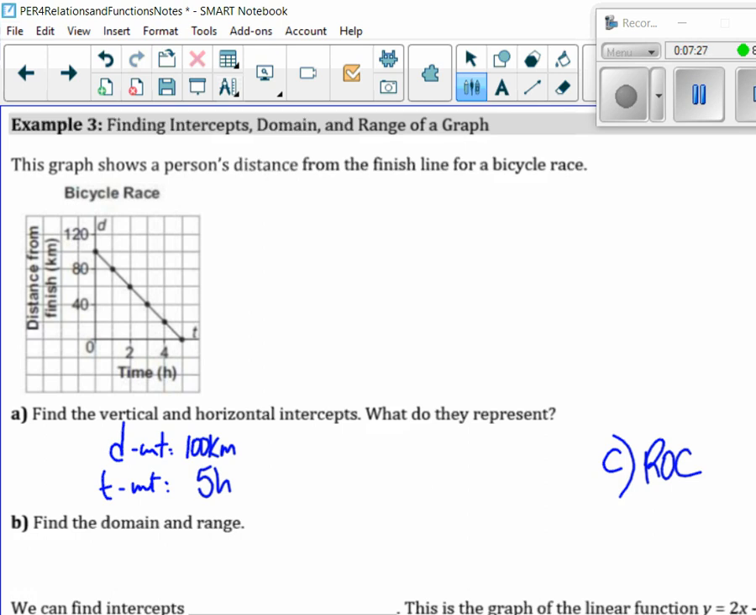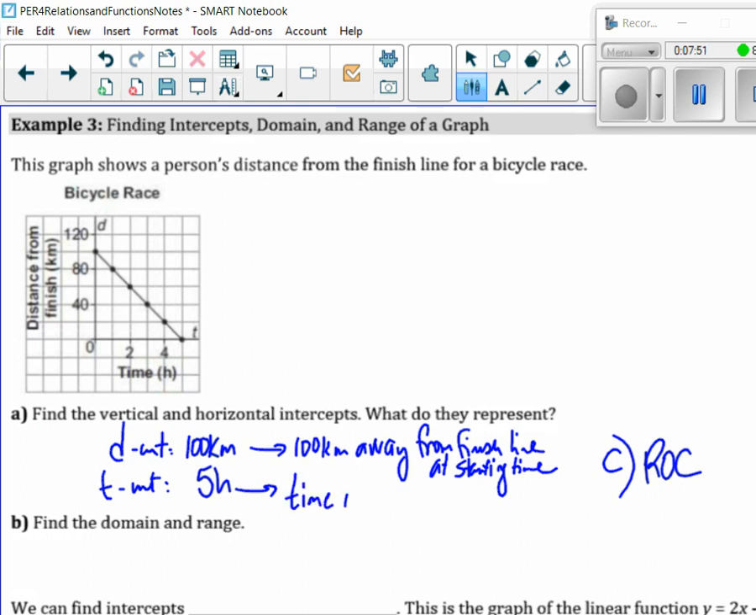Yes, this represents 100 kilometers away from the finish line at the starting time. And what does the 5 hours represent? The time it took to finish? Yeah. Okay. So when it asks you that on the test, make sure you're specific to the actual question.